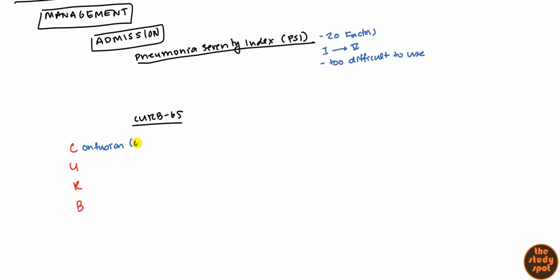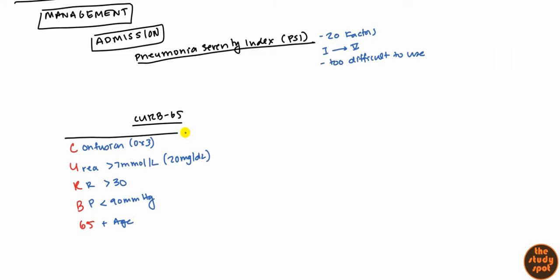So C is for confusion, which you want to assess with orientation ×3. So you want to ask them about the time, place, and person. U is urea greater than 7 millimoles per liter or 20 milligrams per deciliter. R is a respiratory rate greater than 30, and B is a BP of less than 90. And 65 is the age. So older than 65, you want to go ahead and give them 1 point. So each one of these gets 1 point.